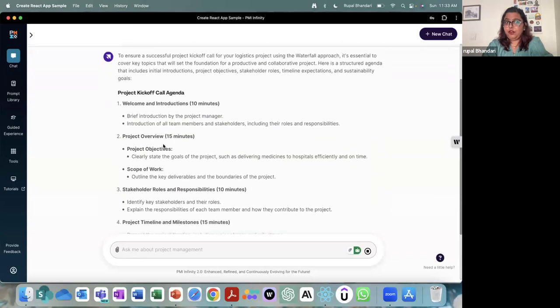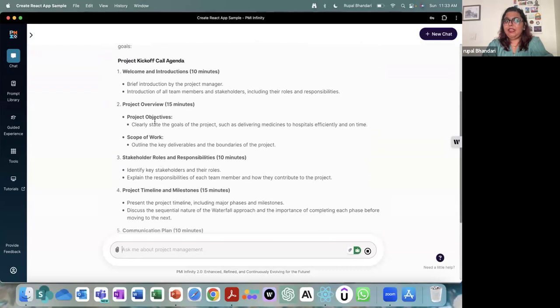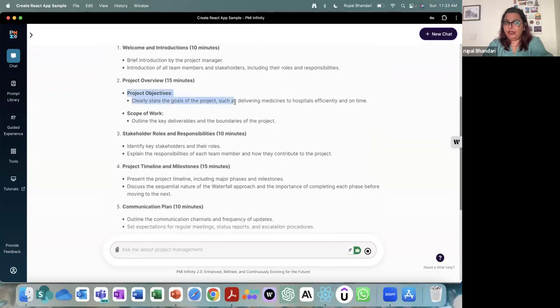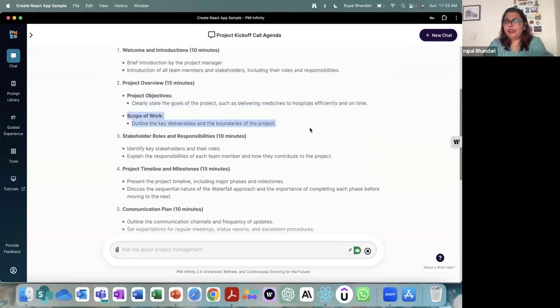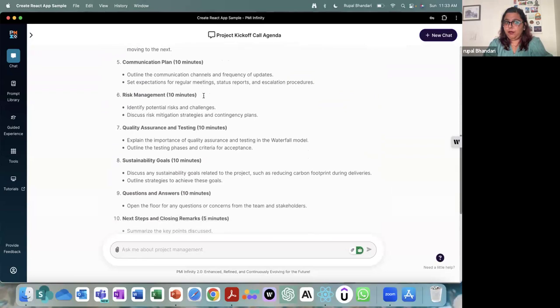Because I have zero knowledge, it's also telling me that I don't just have to put project objectives. It's telling me I need to clearly state the goal of the project. I need to clearly outline the key deliverables and the boundaries. It did not tell me that before because previously I told it I have medium knowledge, which means I know some stuff about project management. I told it I have zero knowledge, so it started telling me more information.